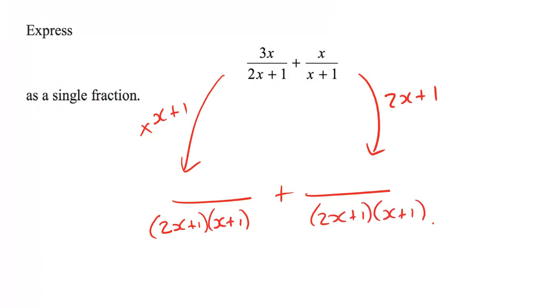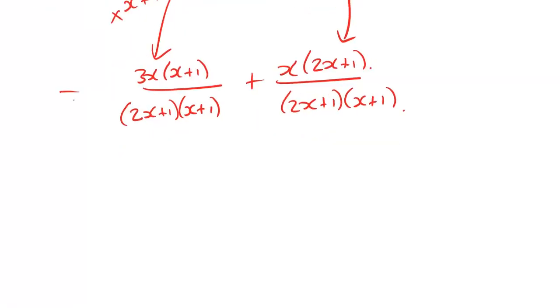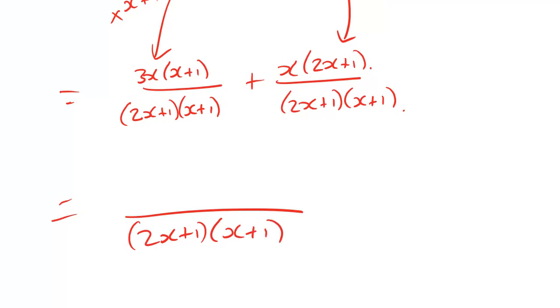And now I'm just going to work on that numerator. So on the left-hand side, I'm going to have 3x multiplying by x plus 1. And on the right-hand side, I've got x multiplying by 2x plus 1. All right, so we've done that first part. Now we just keep going exactly the same. So the denominator's dead easy. We just have to keep it the same. That's the rule of fractions when we start adding or subtracting.